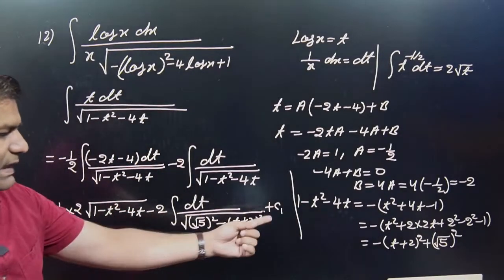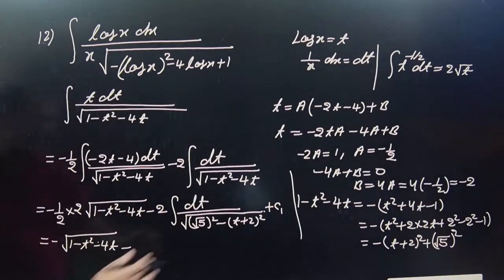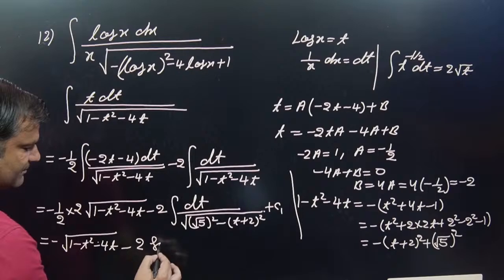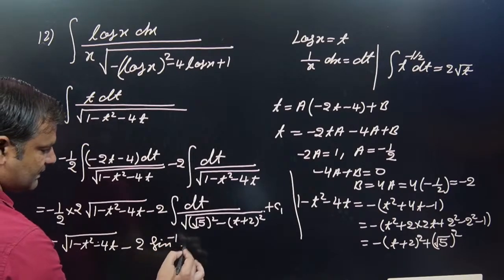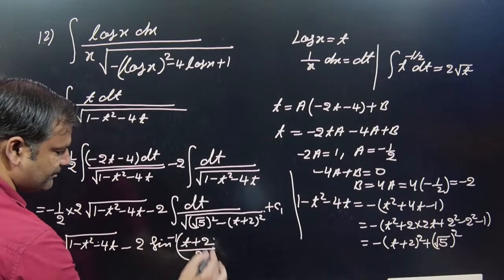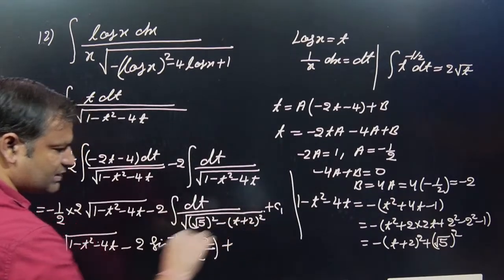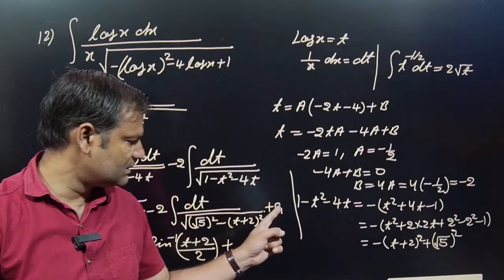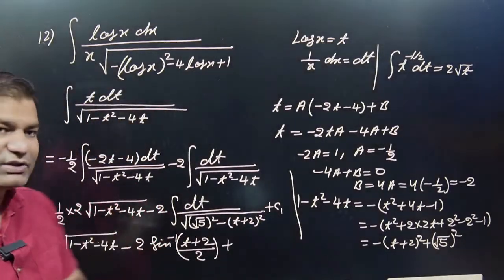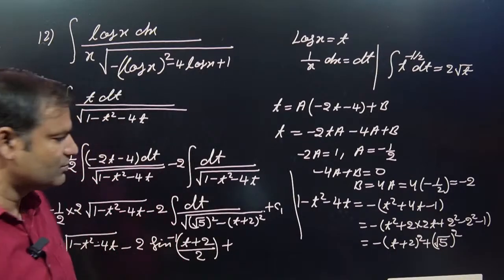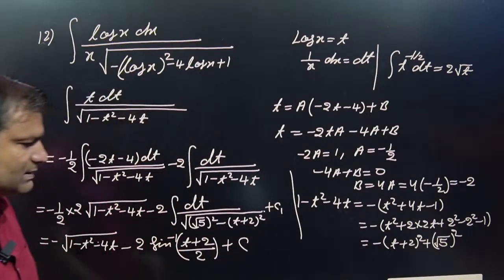Integration of this one, add constant. Now what about that value? Simple, very simple. Minus 2 into sine inverse t plus 2 divided by root 5, plus a new constant c2 corresponding to this integration, but this constant corresponding to that integration. So c1 plus c2 is how much? Another constant you can replace by c. So final answer like that one.